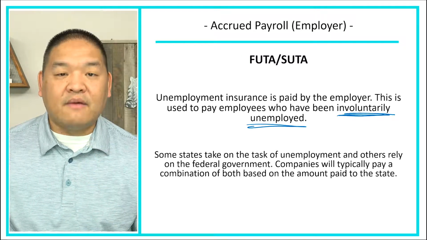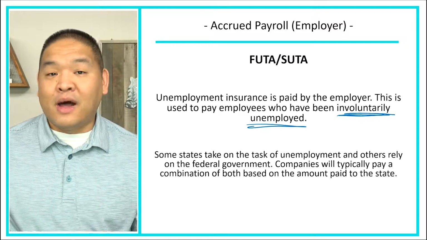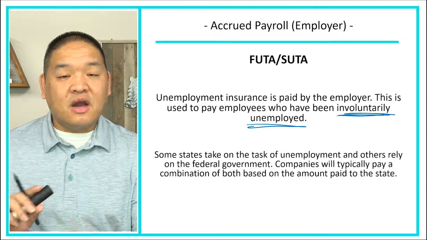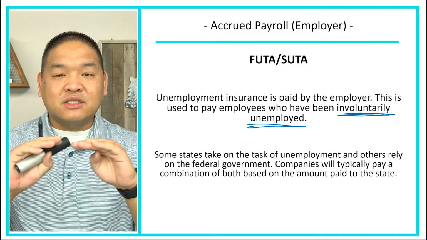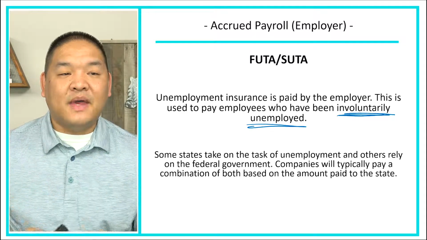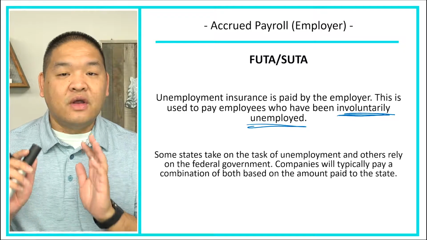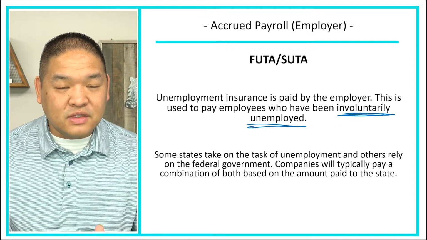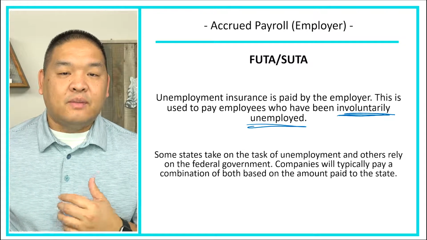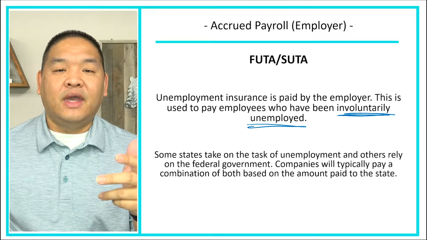Some states just want to have their own program and administer it themselves. Others don't want to have that headache, and so they leave it up to the federal government. So depending on how it works, there is this maximum that all employers pay, and then from there it kind of gets divvied up based on if your state has a plan or if they don't have a plan. So that's more than you need to know with FUTA and SUTA. All you need to know is that it is a tax that an employer is going to be responsible for, but you are not as an employee.